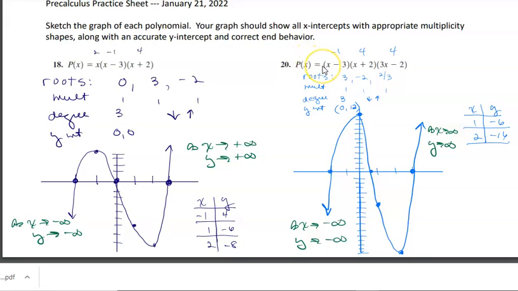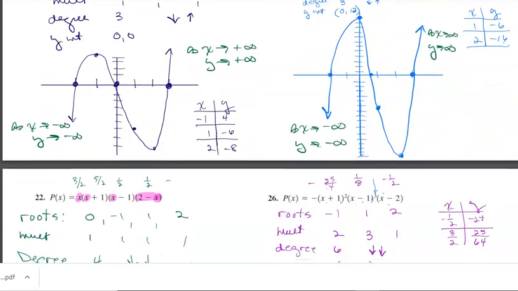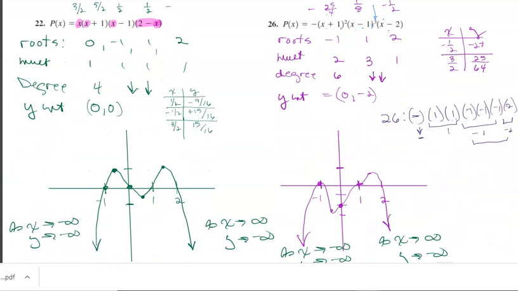It's a cubic with a positive leading coefficient. So you start out going down and you finish out going up. And here's how you would write out that end behavior. Okay, let's continue on to the next problems, which are 22 and 26.